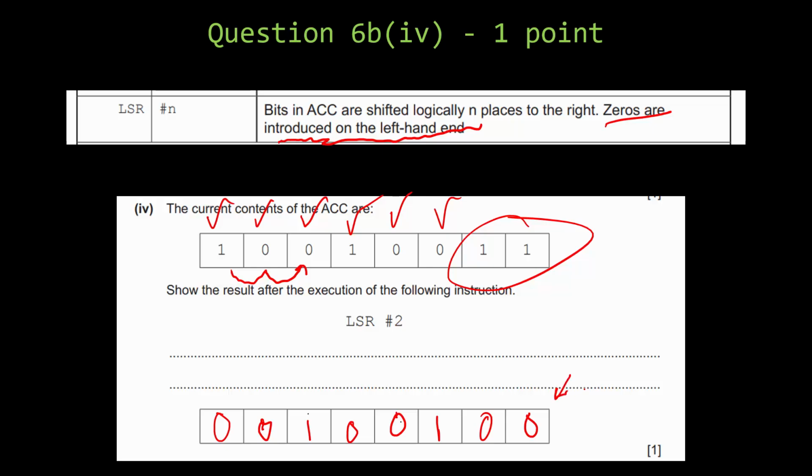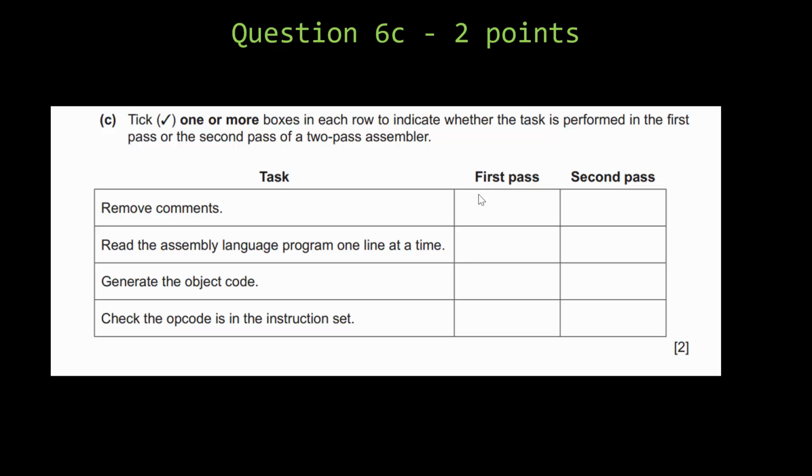All right, let's go ahead and move on to the next part of the question. We're getting closer to the end, so hang in there. All right, so this is for a 2-pass assembler, and all we have to do is tick 1 or more boxes. So that's kind of a hint there.